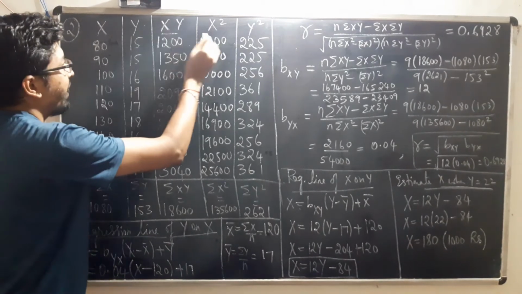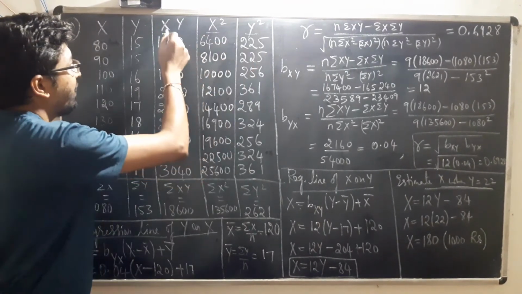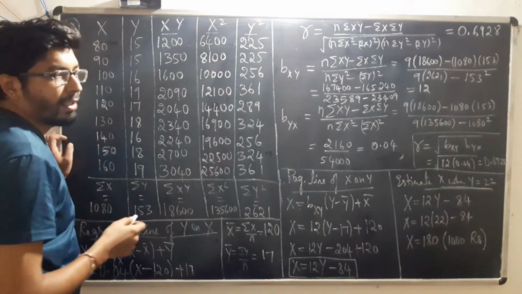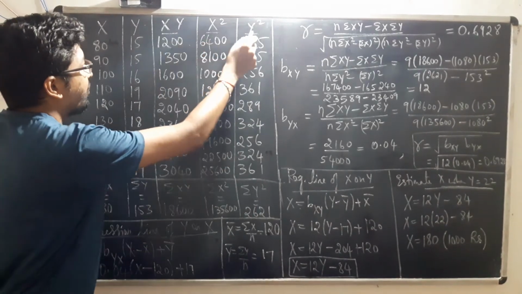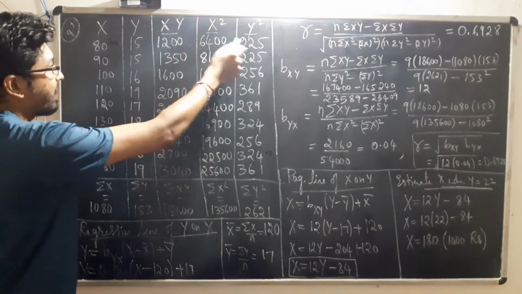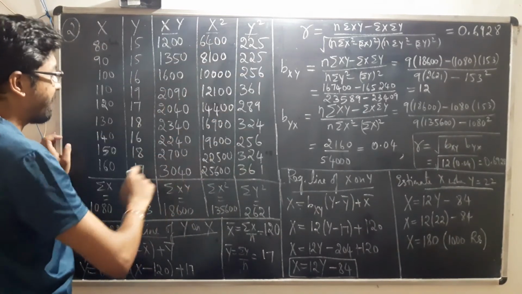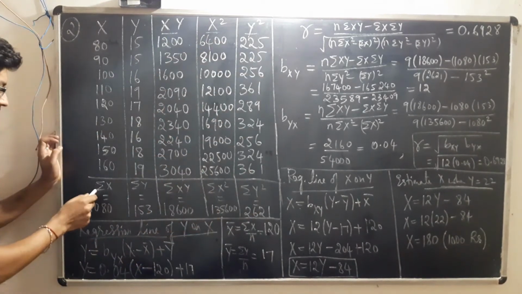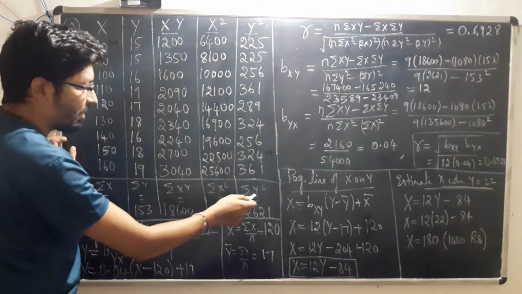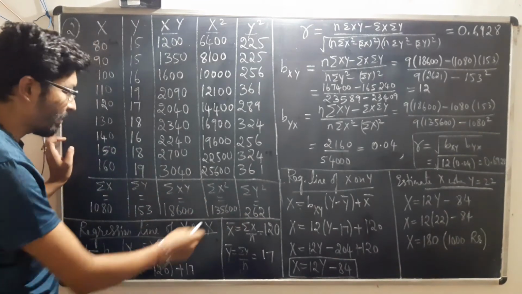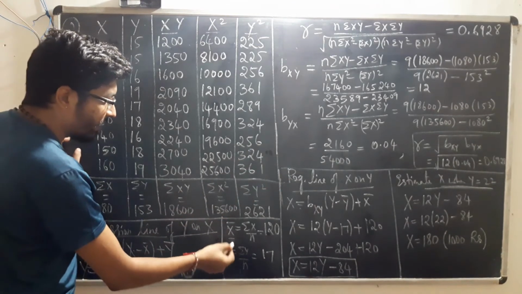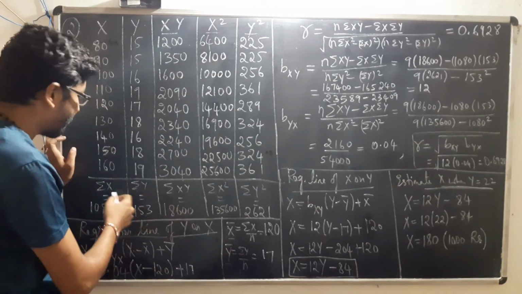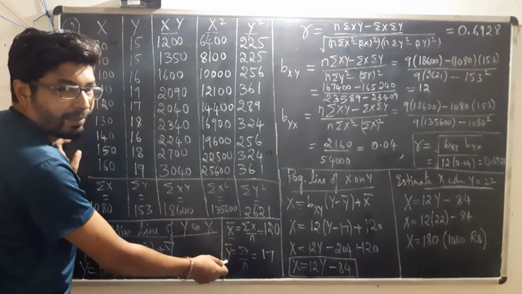Compute x into y, x square, y square. So we know that to compute the correlation as well as the regression coefficients, when we have the raw data x and y, we need the totals of x, y, x into y, x square and y square. So compute the required statistics and estimate the total sigma x, sigma y, sigma xy, sigma x square, sigma y square. Now to find the regression lines, we also need the means of x and y. So after computing the totals, we'll compute x bar as well as y bar.